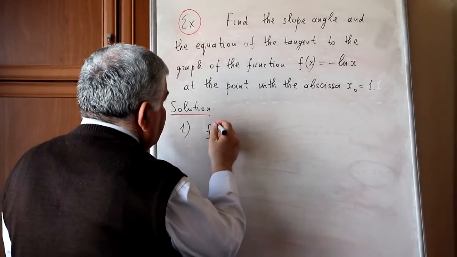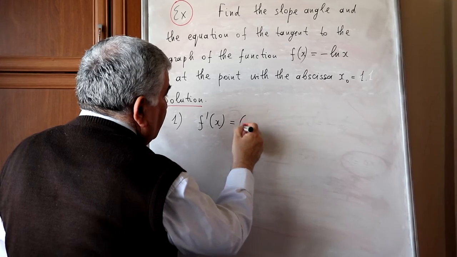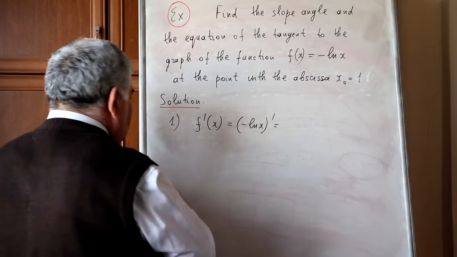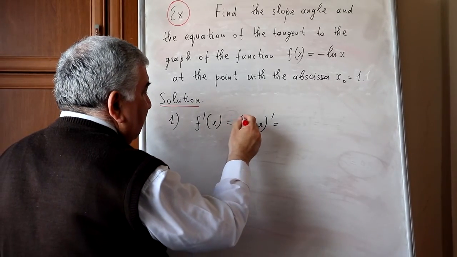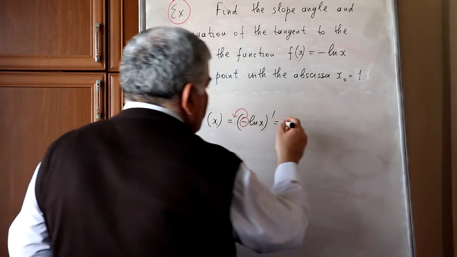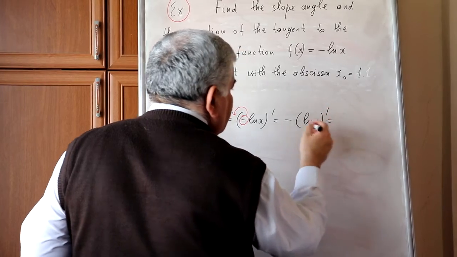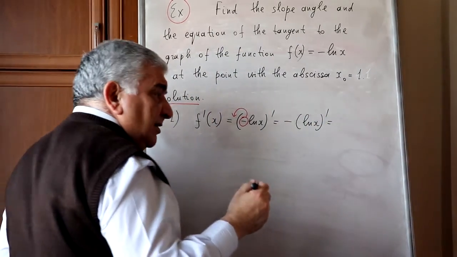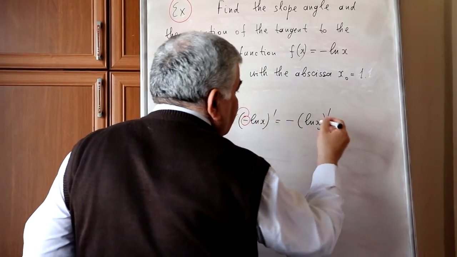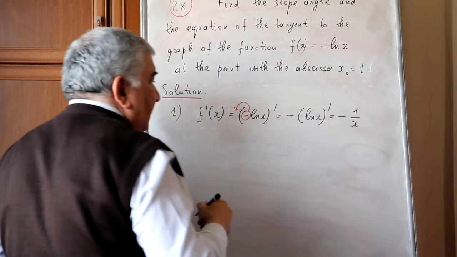F prime of x is minus natural logarithm of x, prime. Here the negative sign can be taken out of the derivative symbol, and the derivative of the natural logarithm function is simply 1 over x, so it equals minus 1 over x.